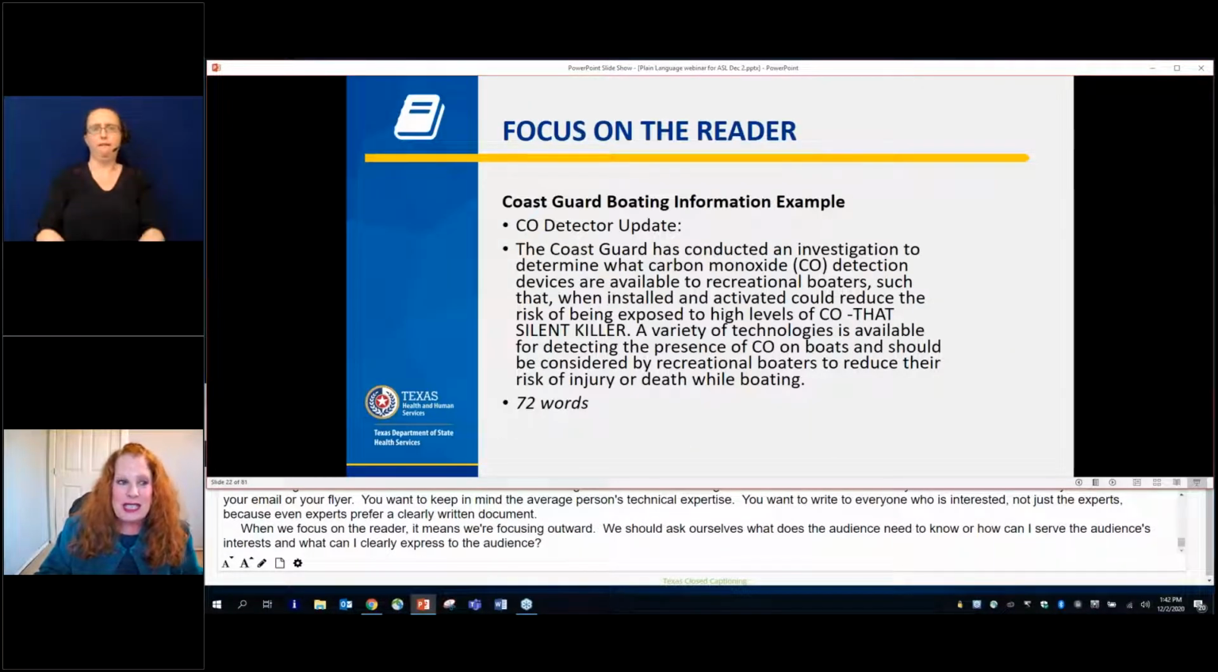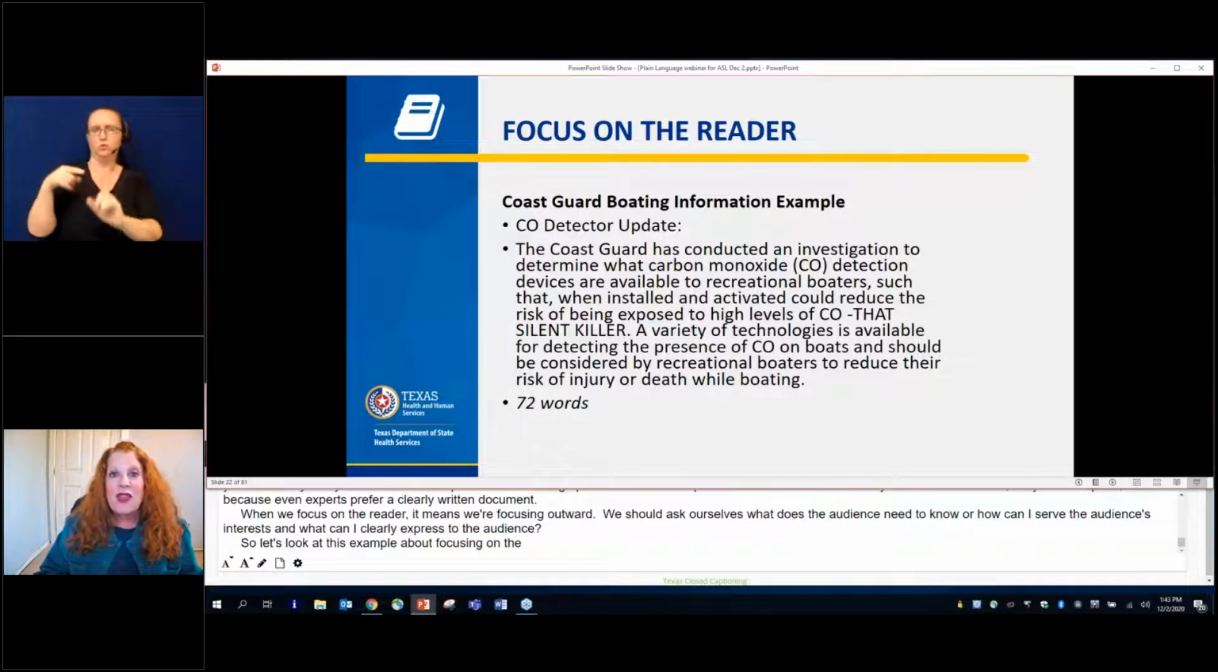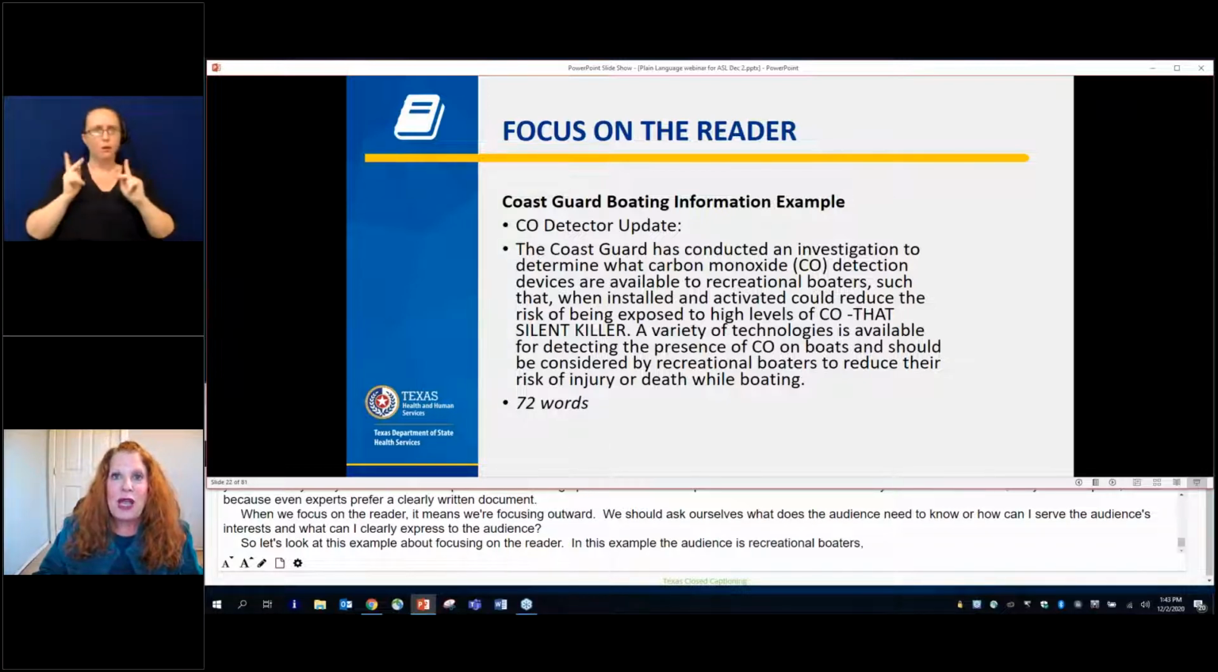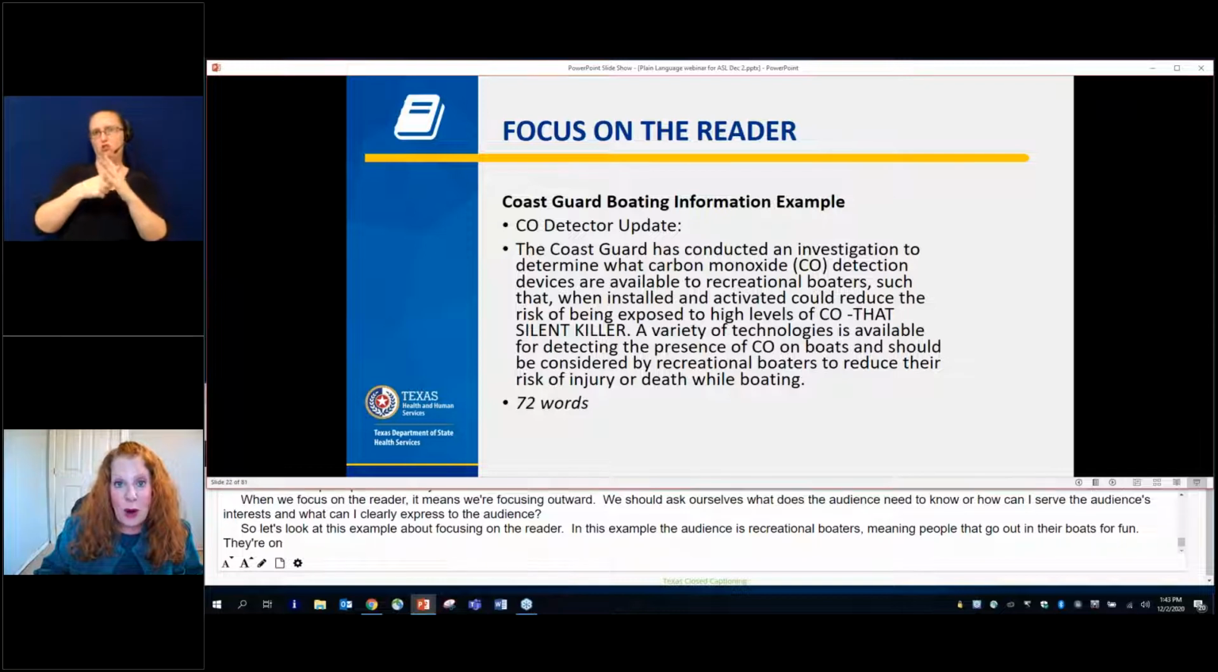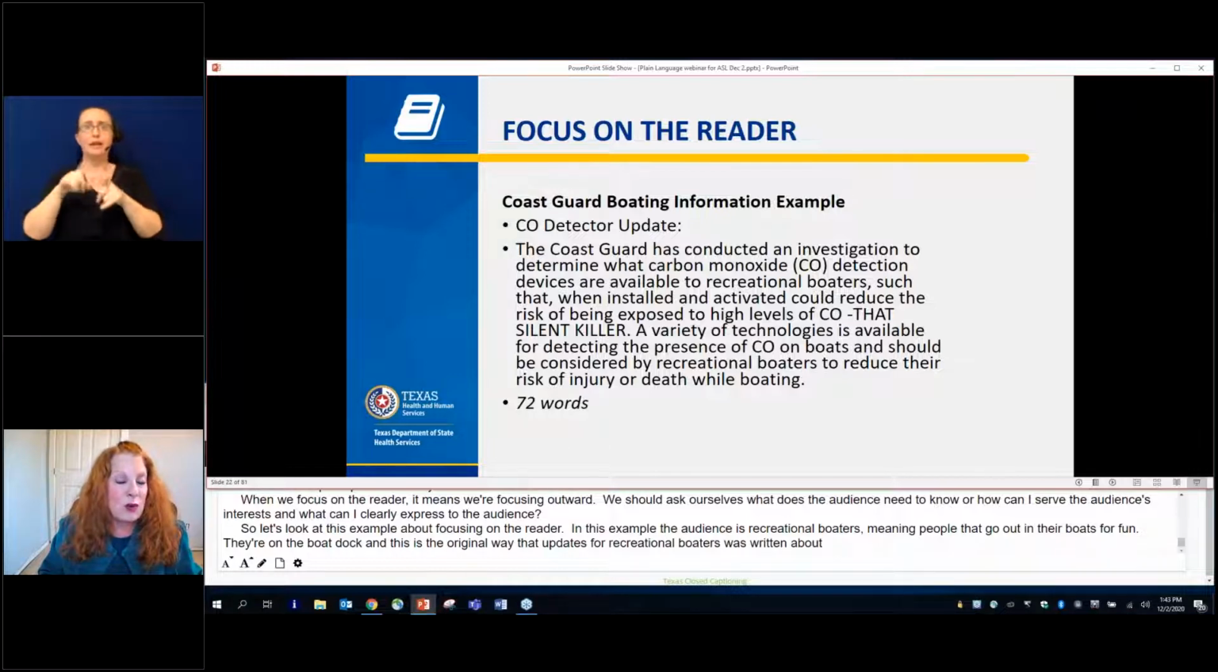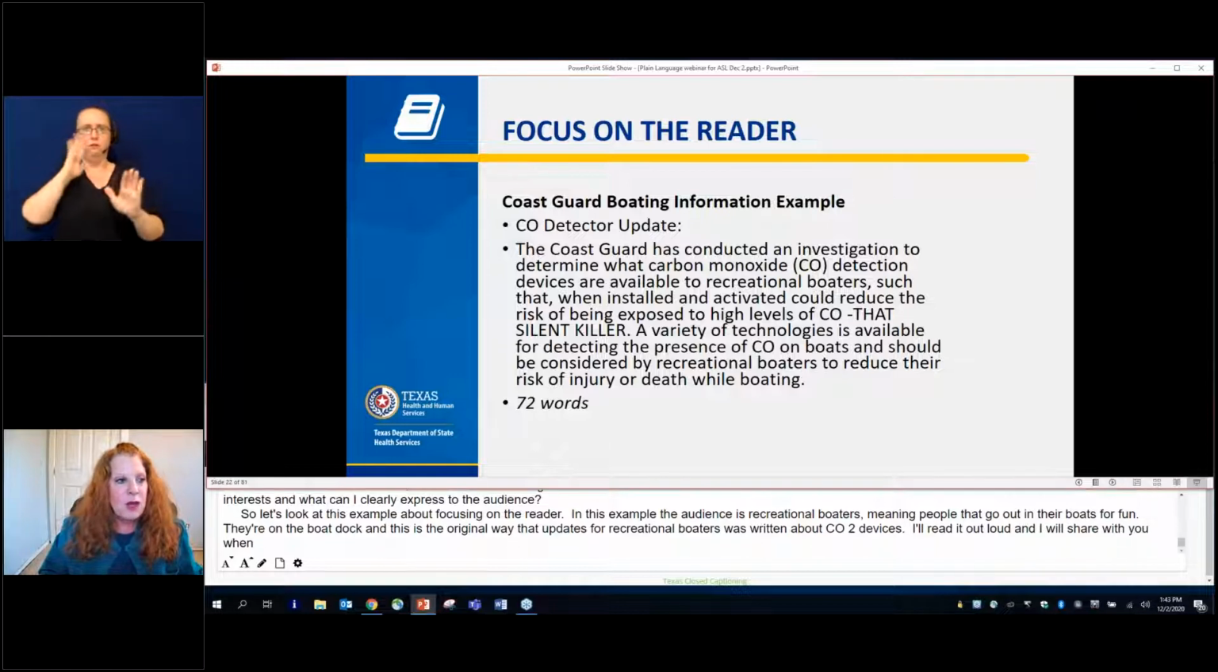And what can I clearly express to the audience? So let's look at this example about focusing on the reader. In this example, the audience is recreational boaters, meaning people that go out in their boats for fun. They're on the boat dock, and this is the original way this update for recreational boaters was written about CO2 devices. So I'm going to read it out loud, and then I'll share with you when it's rewritten in plain language, focusing on who the audience is.